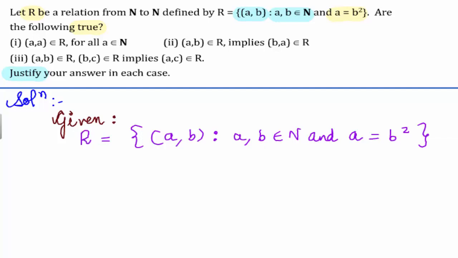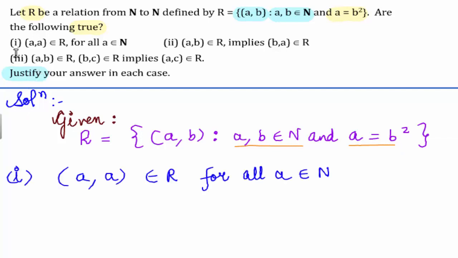Here we have the relation R, which is given by (a, b), such that a and b both belong to the set of natural numbers N and a is equal to b square. Let us first consider the first statement which is given to us. It says (a, a) belongs to R for all a belonging to N. Let's verify whether this is true or false.